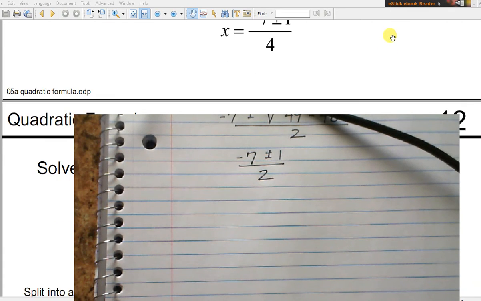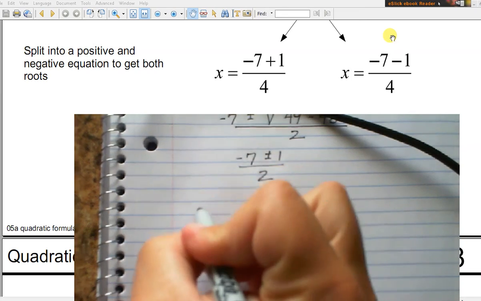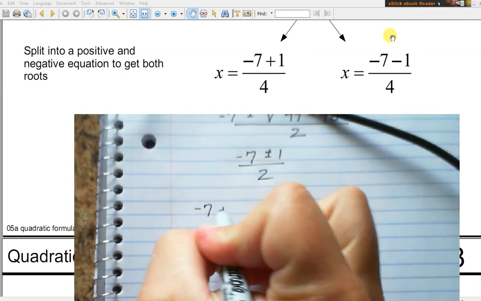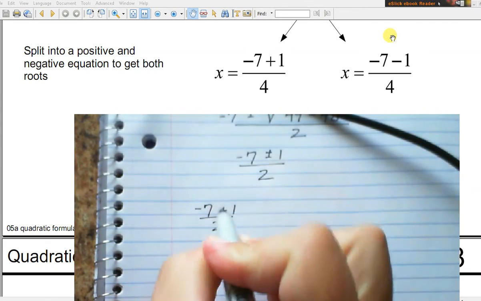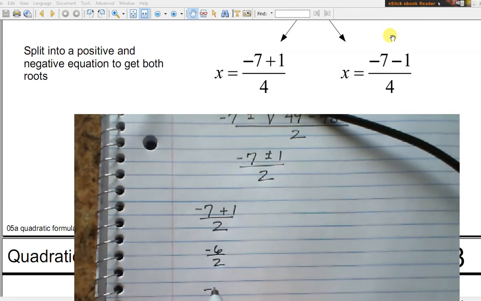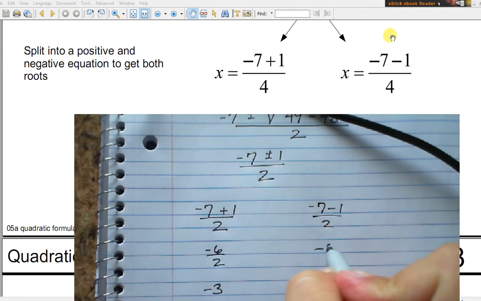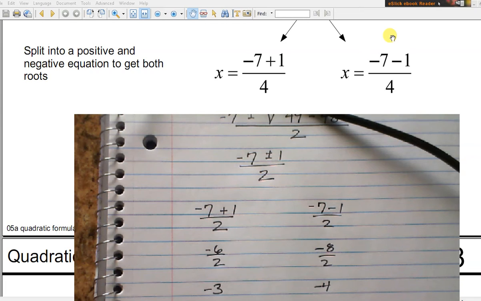Now I'm going to have to split it into the two equations. Here it is splitting up. Negative 7 plus 1 over 2. So that's negative 6 over 2, which is negative 3. Negative 7 minus 1 over 2, so that's negative 8 over 2, which is negative 4. Negative 3 and negative 4.